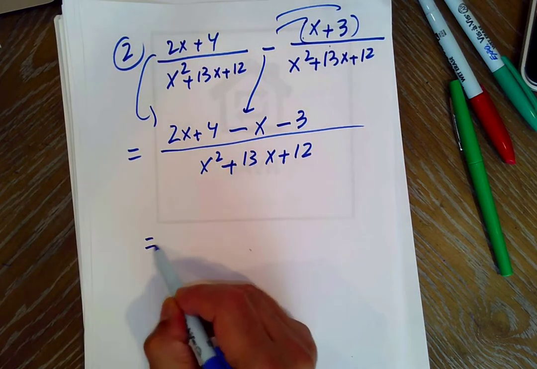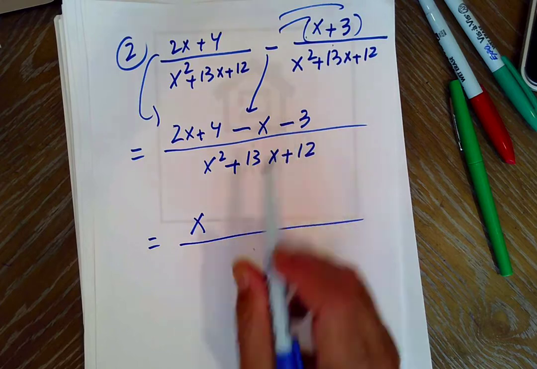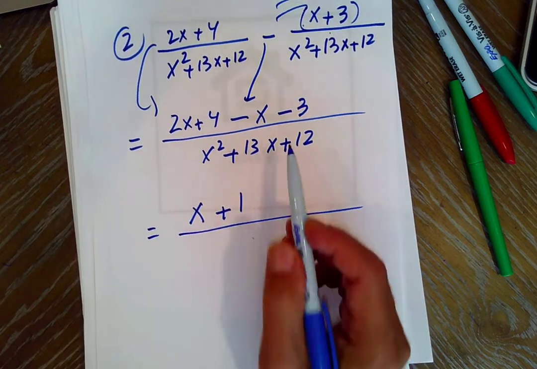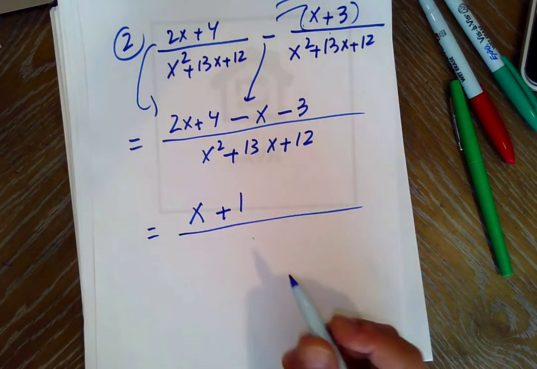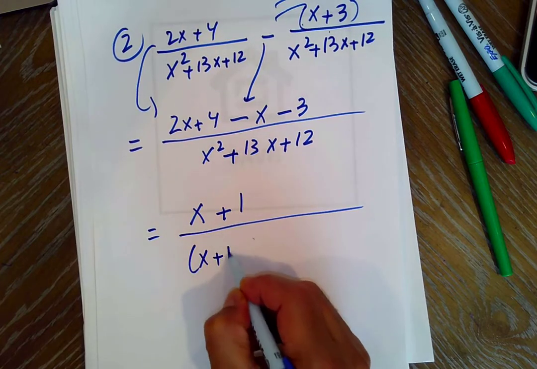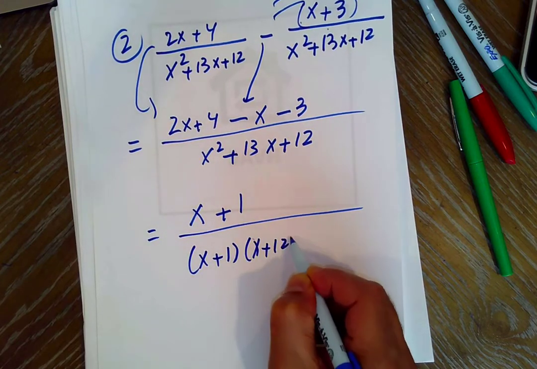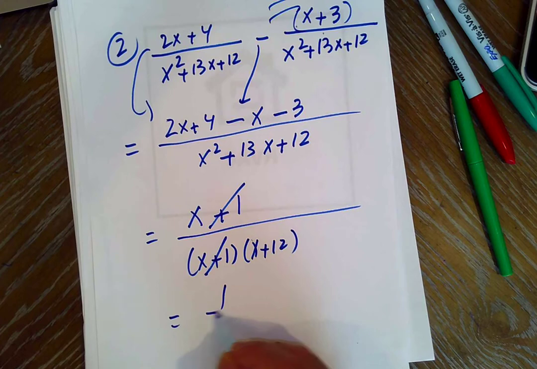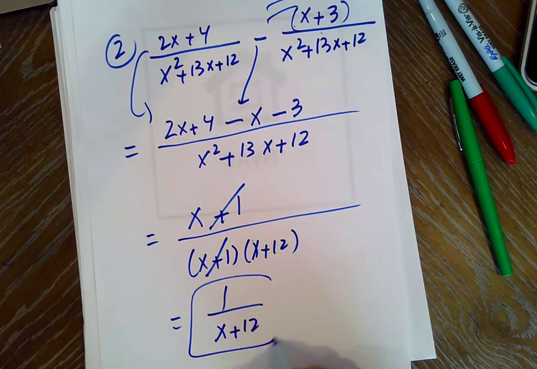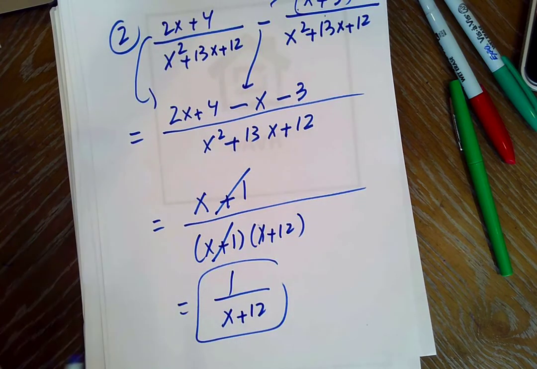2x minus x is x. 4 minus 3 is plus 1. We can factor the bottom because we could probably simplify 12 and 1. And it does simplify into 1 over x plus 12. You always want to simplify your answer.